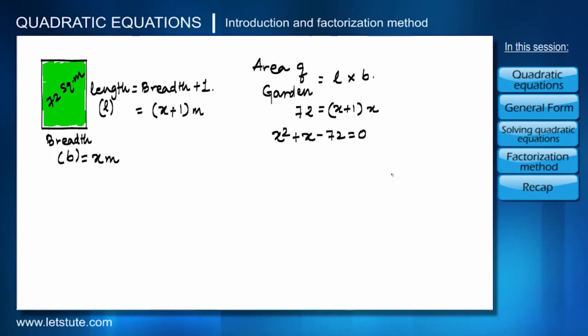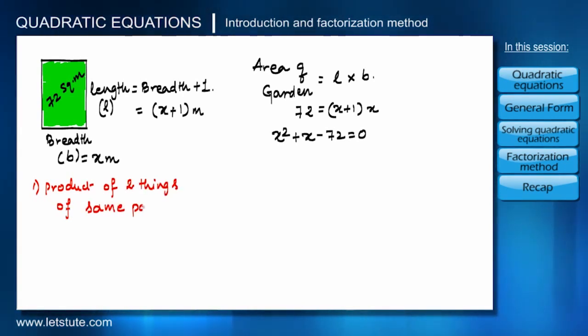So we got an equation, and looking at this equation we can say three things. Number one, we got this equation when we took the product of two things of the same parameter. That means when we multiplied length and breadth, they both are distances and they both are measured in meters. When we took the product, that is multiplied them, we got this equation.